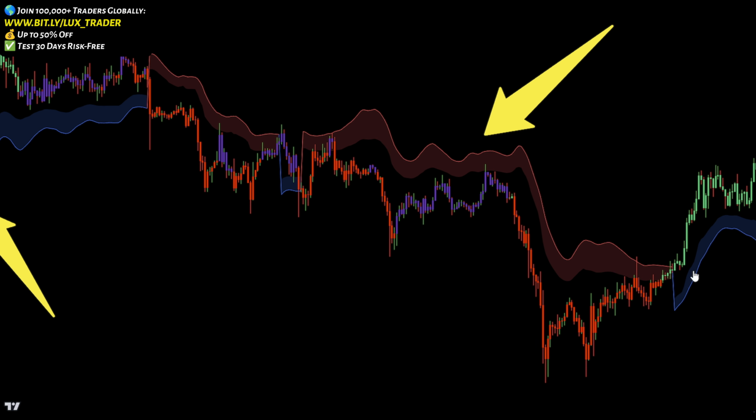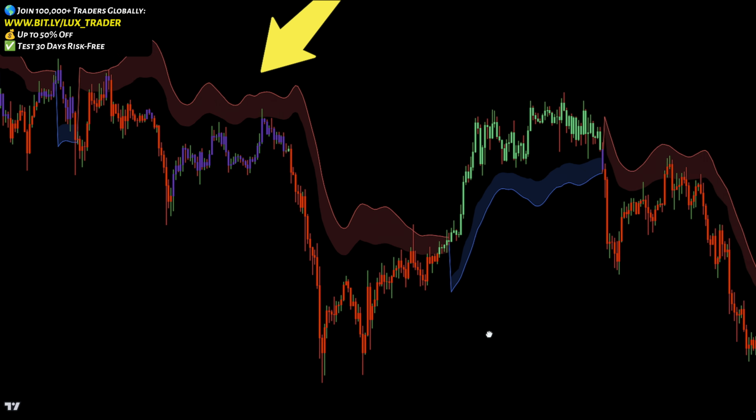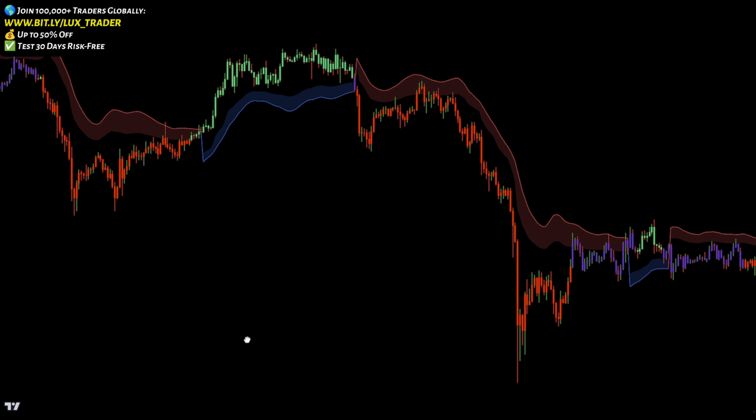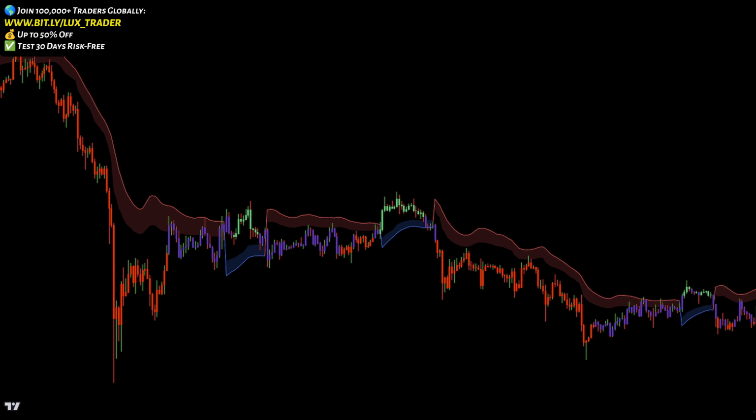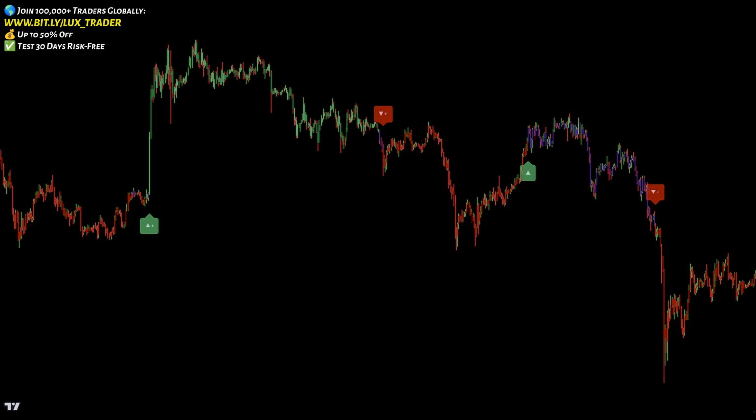But the Smart Trail isn't just for visual guidance. It can be used as a trailing stop loss, allowing you to lock in profits while staying aligned with the trend. It also helps you follow the market's trend with ease and even identify entry points when the price gets rejected off of it.